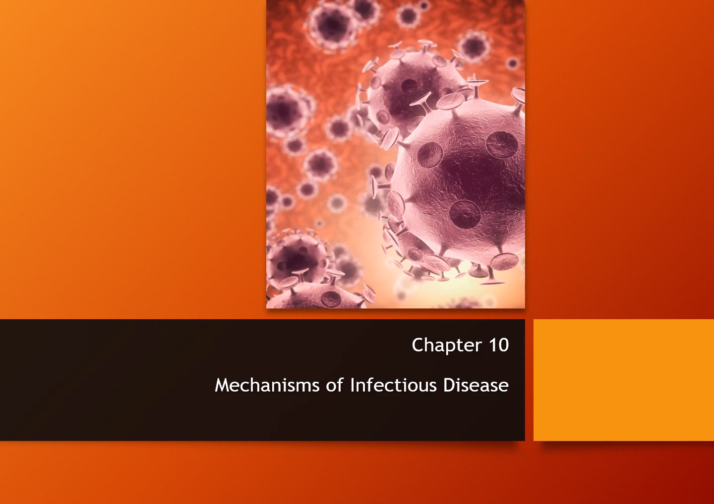Chapter 10 discusses the mechanisms of infectious disease. So we'll talk about things like some of the classifications of the different organisms that can cause disease. We'll talk about different environmental and host factors involved. We'll talk about some of the ways that microorganisms enhance their ability to affect or cause disease. And some of the information about the course of infectious diseases.